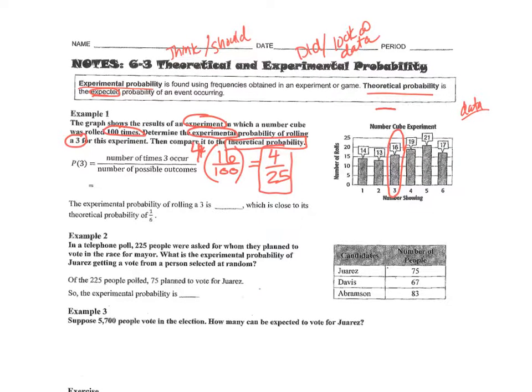So that's according to this graph right here. So the probability of rolling a 3 is 4 over 25, which is close to its theoretical probability of 1/6. Where did they get that 1/6? 3 out of 6. Good. The theoretical probability, so in theory, in a perfect world, the chance of rolling a 3 on a 6-sided dice is 1 out of 6. That's the theoretical. That's what's supposed to happen. But according to this experiment, 4 out of 25 times that we got a 3.